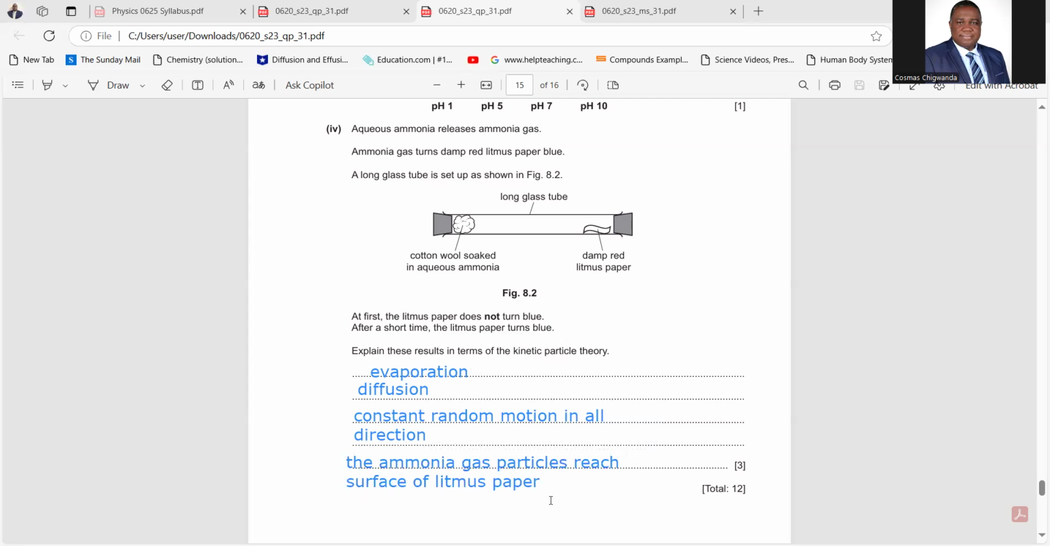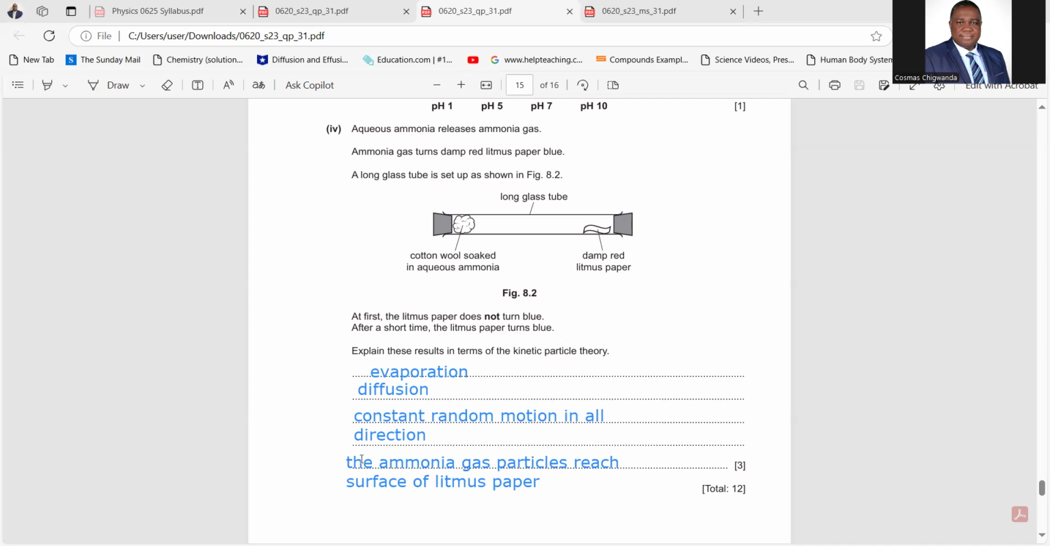So this was part of the paper of May, June 2023, 0620. And you can actually find out that this was the last question. So I always tell students that whenever you're given the paper, okay, just flip through and check all the questions because this question was right at the end. And sometimes you can miss it because you're stuck with some harder questions which would have appeared earlier on in the paper.